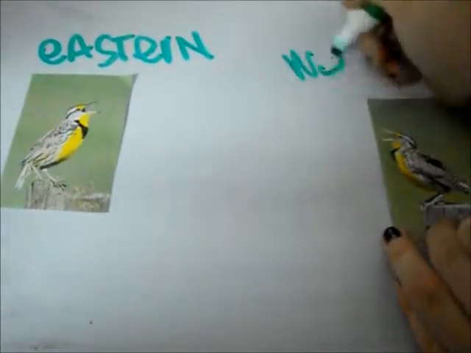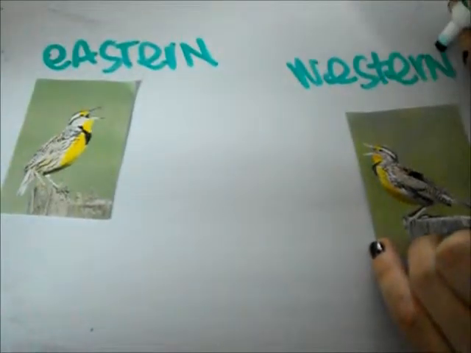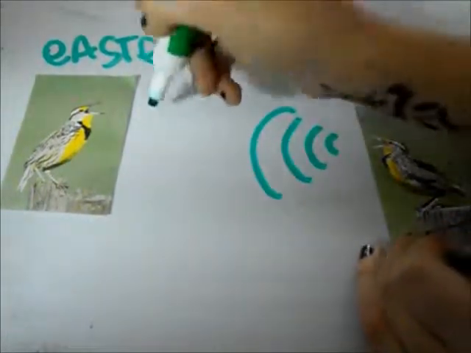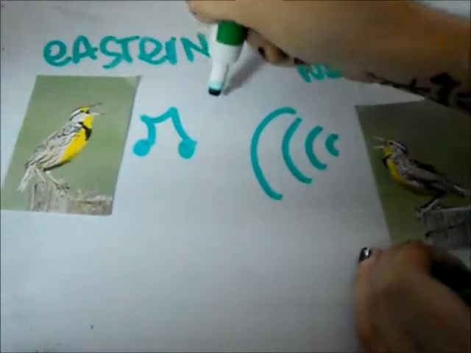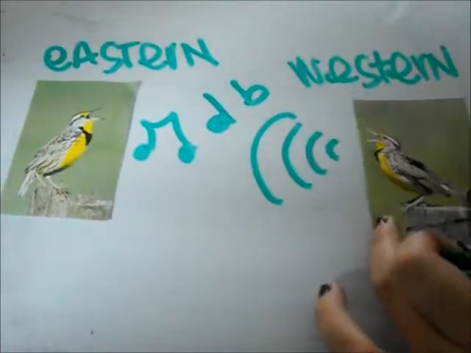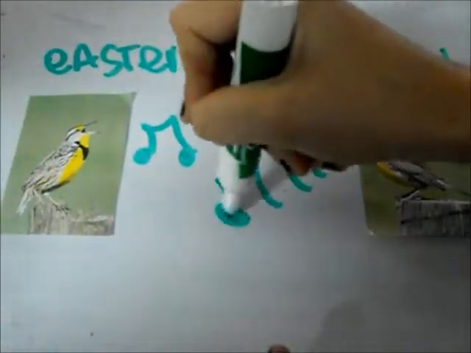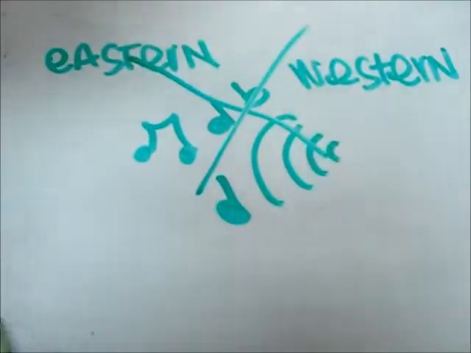This could be shown by the eastern meadowlark and western meadowlark, which have overlapping ranges. They do not interbreed because they have different mating songs.